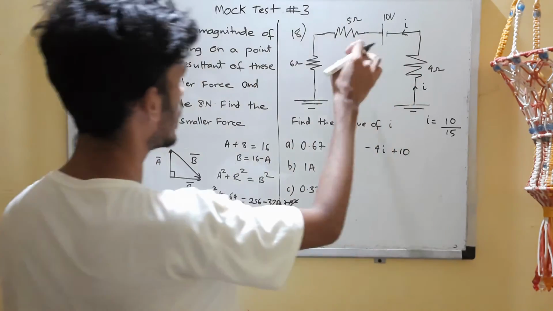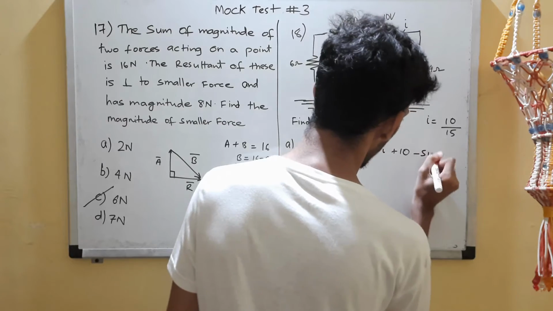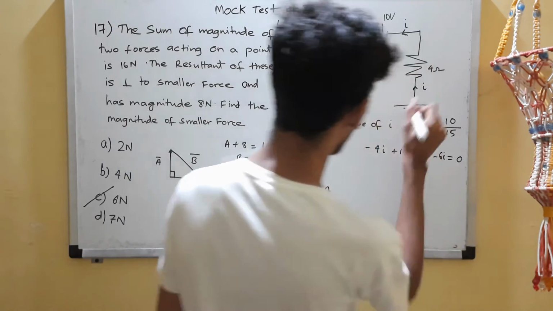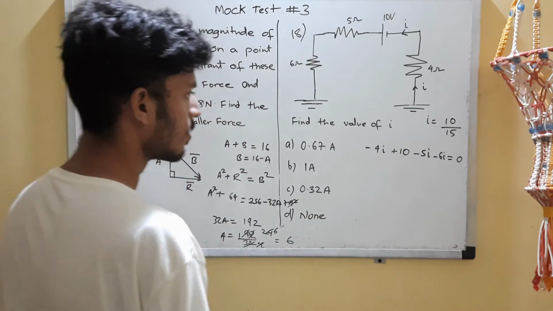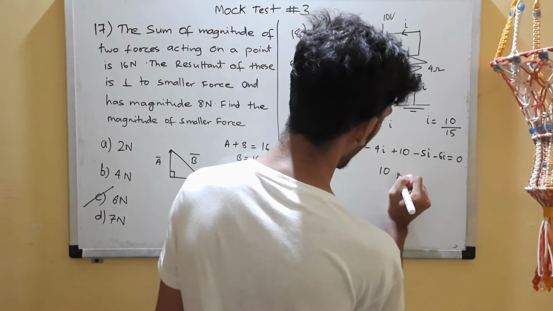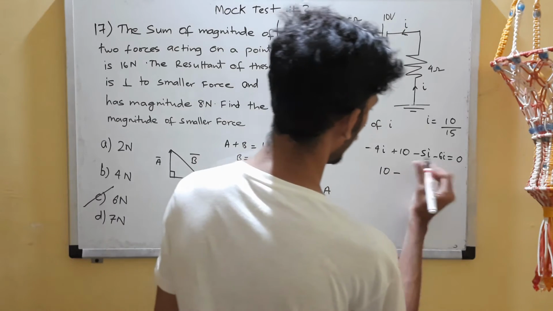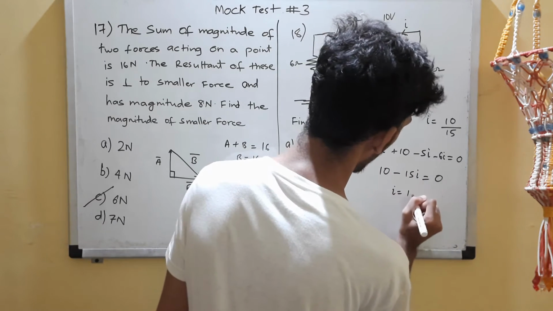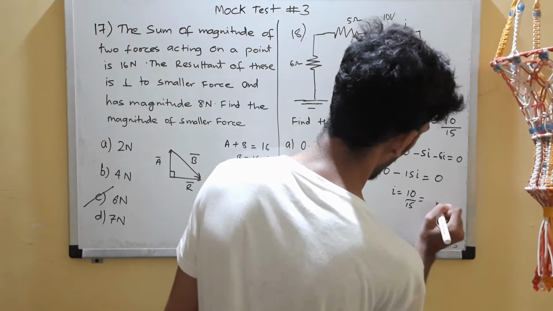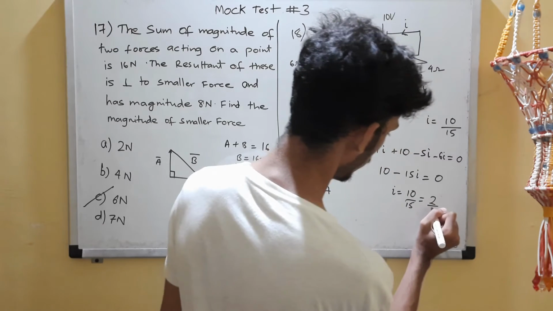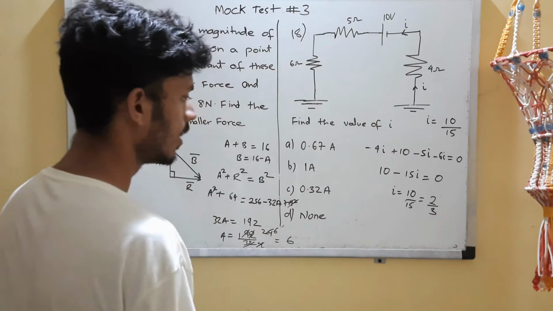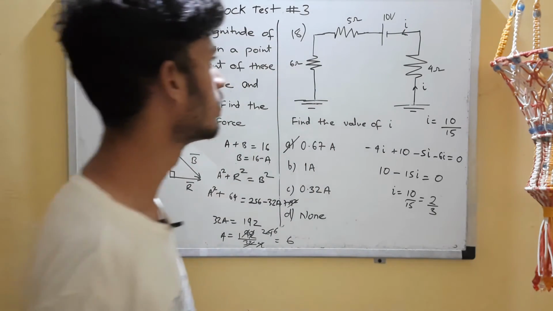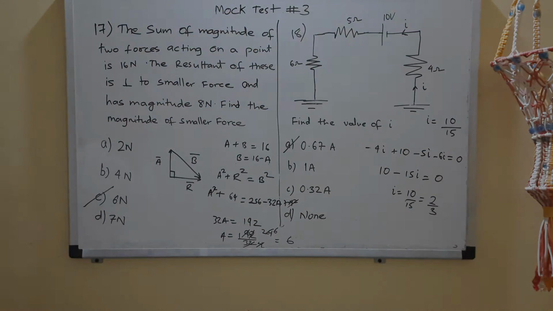Minus 4i plus 10 minus 5i minus 6i is equal to 0. No potential difference here and here, so it's 0. So you'll have 10 minus 15i, right? So I is nothing but 10 by 15 or 2 by 3, right? 2 by 3 is 0.67. Option A is the correct choice over here. Okay, let's move to the next question now.